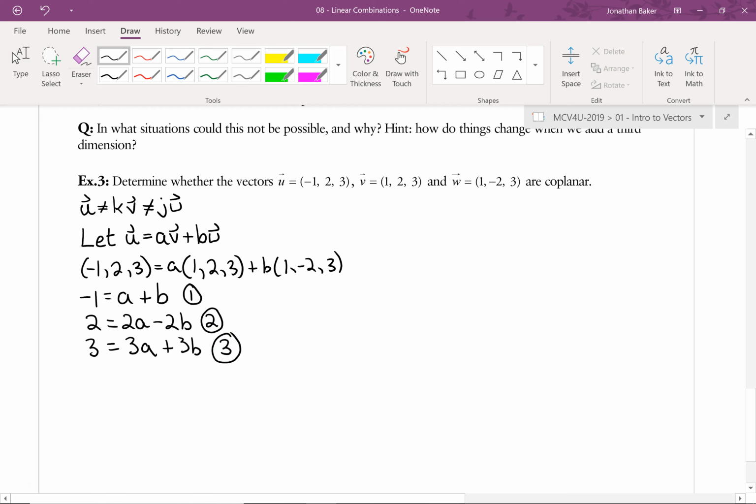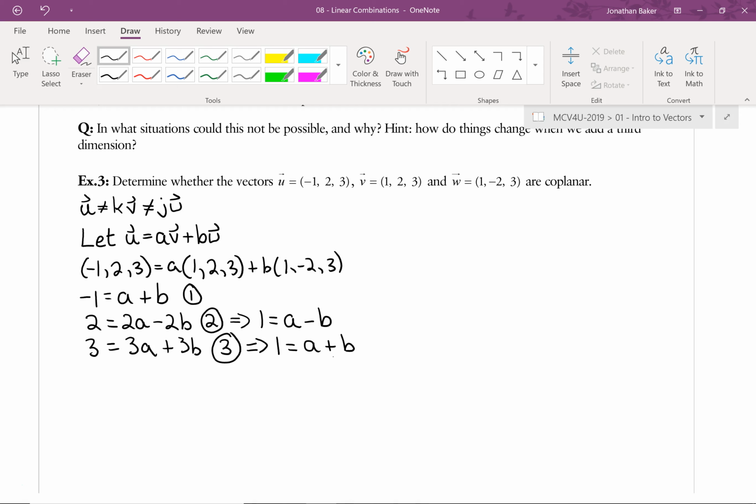Okay, so what can we do here to solve these equations? Well, first of all, we could simplify some of these, because as you can see, we have a common multiple in 2. So let's take number 2. Divide everything by 2, and we're going to get 1 equals A minus B, right? And if we divide each of these by 3, then we're going to get 1 equals A plus B, right? So here is our number 1, here's our 2, here's our 3. Let's look at these now as a system of equations.